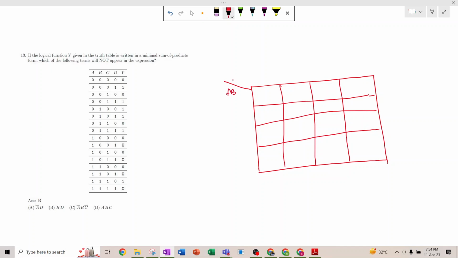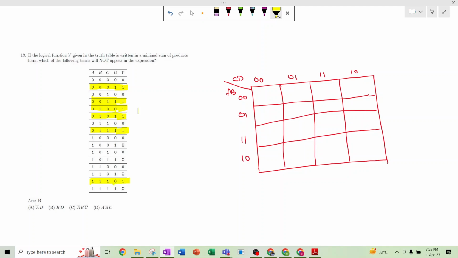Okay, so here it is AB, this is CD, 0 0 0 1 1 1 1 0, right? Here also 0 0 0 1 1 1 1 0, right? Okay, so now see for which of the options y is 1. For this thing it is 1, for this thing it is 1, for this thing also it is 1, for this thing it is 1, this is 1, for this it is 1. Okay, so these things are 1, this is 1, this is 1, this is 1, and this is 1.